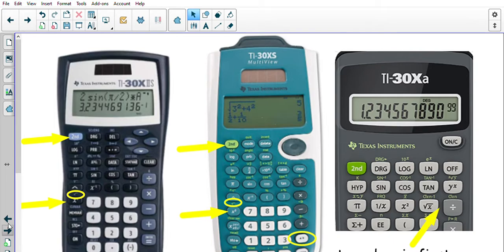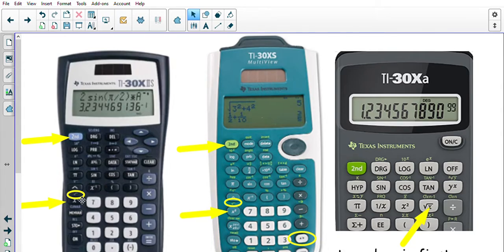Now, I want to talk about how to calculate square roots using your calculator. That's our next section. So I took screenshots of the most commonly used calculators so that you could find your square root key. It looks like that got messed up a little bit there. So these are the ones we had in the classroom.